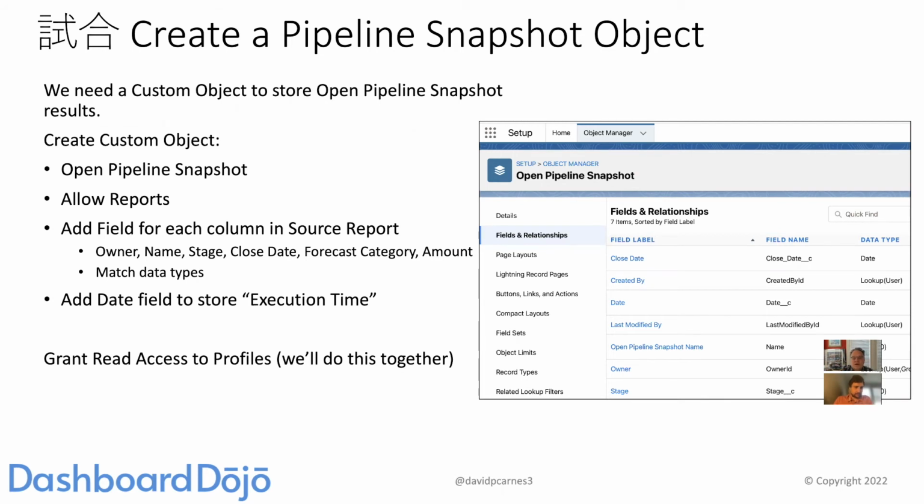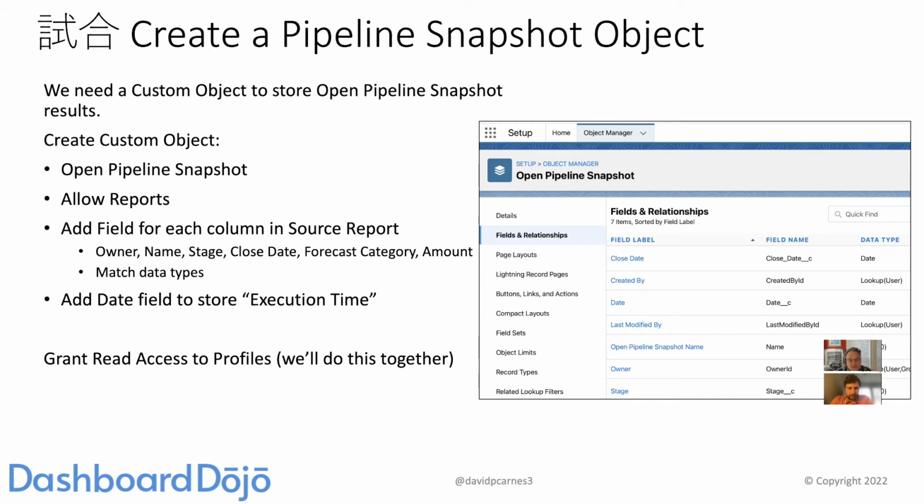When you create your new object, I want you to call it Open Pipeline Snapshot. I want to make sure you check the box to allow reports. And I want you to add a field for each column in the source report, such as owner, name, stage, close date, forecast category, and amount. And as best as you can, you want to match the data types. So for owner, that might be text. You might just store that as text.